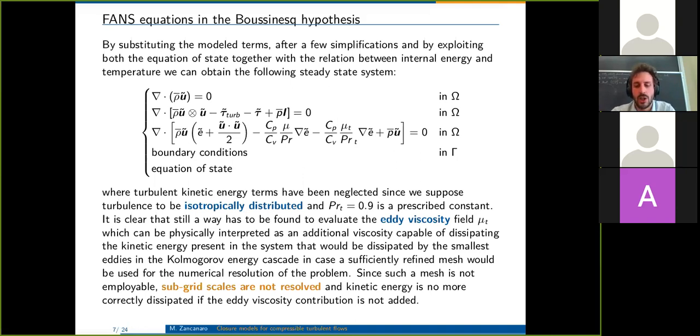to the shear viscosity, because if you do not put that into the equations, since we are not able to solve very tiny scales that are in the Kolmogorov energy cascade, the dissipative scales, then of course the kinetic energy present in the system will not be dissipated in the right way, and there will be of course an amount of energy in the system that is higher than expected, and of course everything will be messed up.